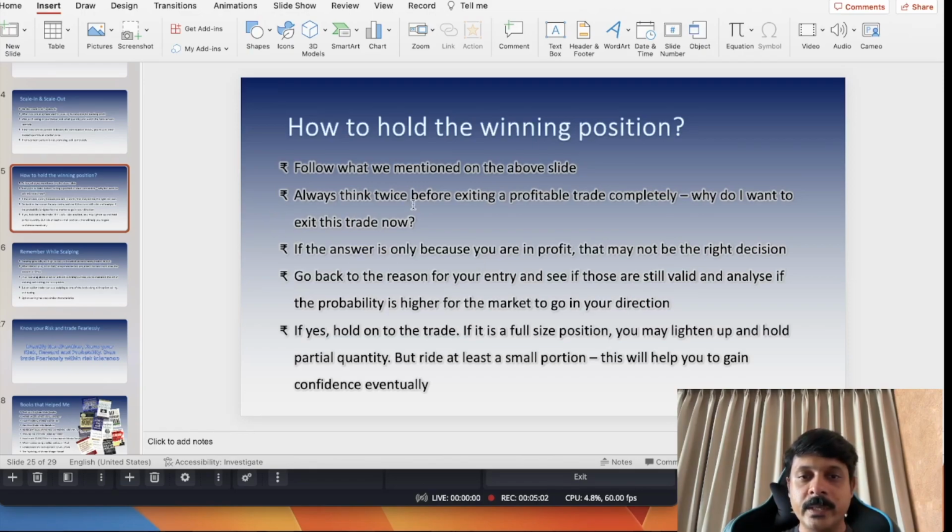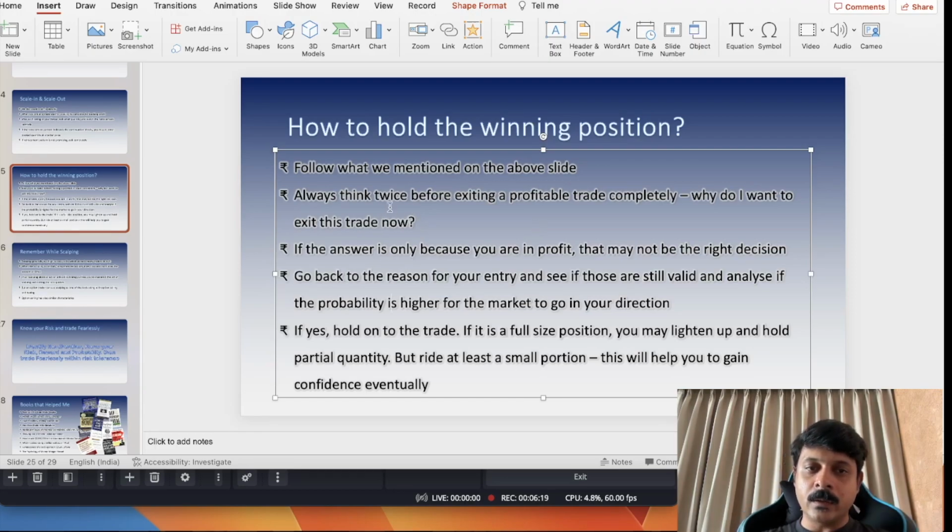And one thing, always think twice before exiting the profitable trade completely. So why do I want to exit this trade now? Because you enter a position, it goes into profit, and you immediately get the hunch to exit the position. But think twice. Is the profit the only reason for me to exit the position? If that is the case, no, that is not the right reason to exit the position, because you want to have your trade mature completely before exiting it than just exiting based on the profit. So if the answer to that question is only because it's in profit, that is not the right decision, because profit is not the reason to exit the trade.